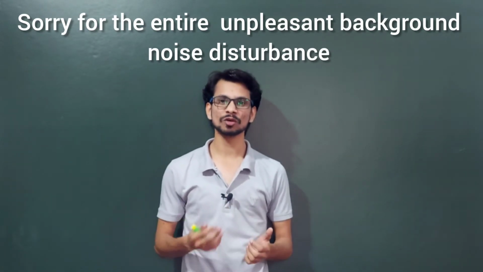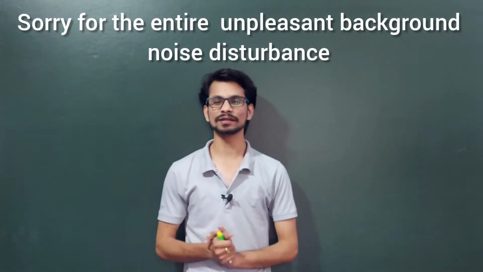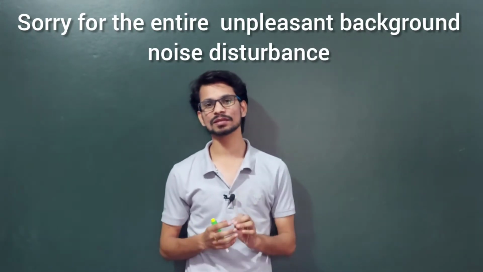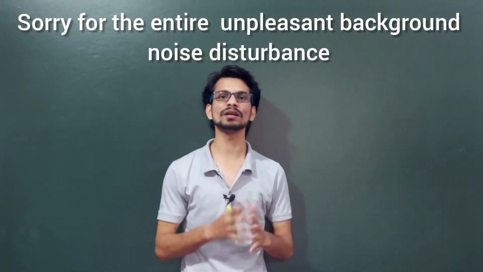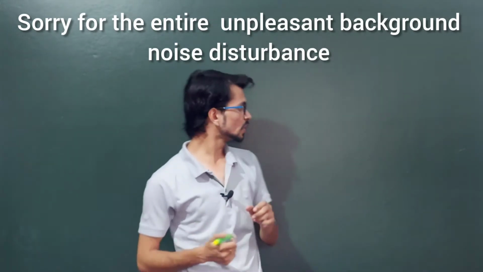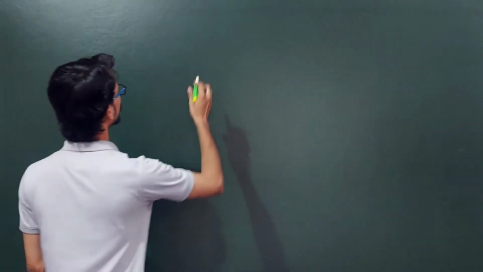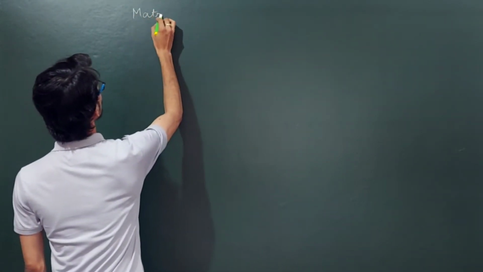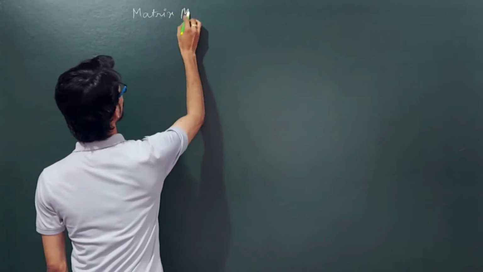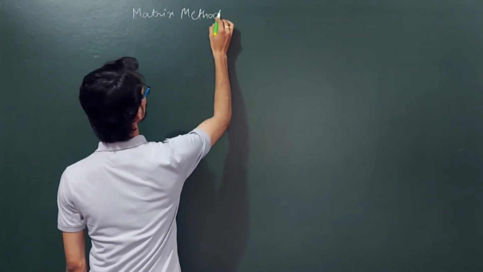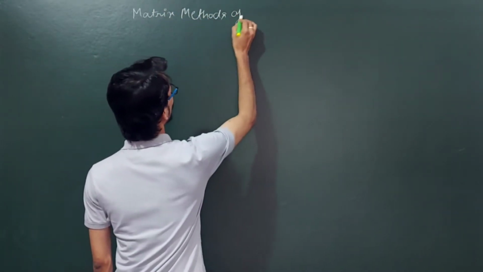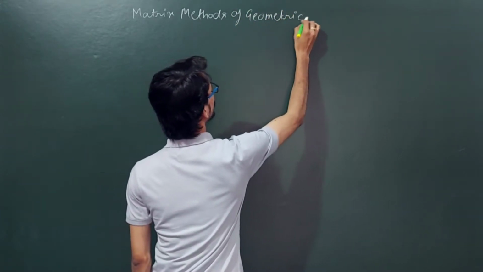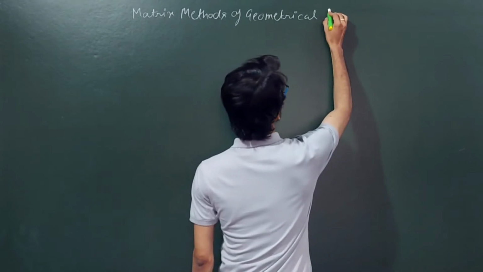Before beginning the main topic, let us first recapitulate the basic meaning of the word matrix and some words which are associated with this matrix. Okay, so the topic of this video is going to be matrix methods of geometrical optics.